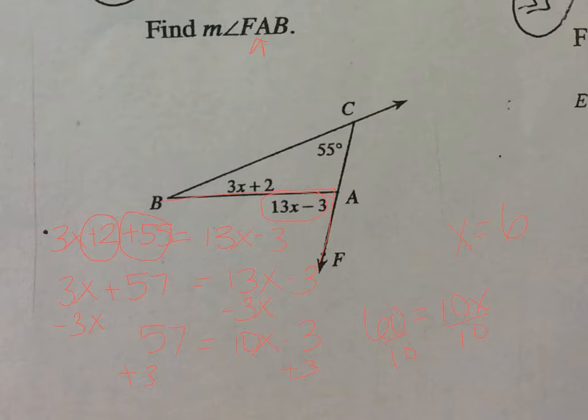So if we need to know the measure of FAB, we need to plug it back in. So 13 times 6, I'm plugging it in for this x right here, which we just solved for, minus 3. 13 times 6 is 78, minus 3. So therefore, the measure of angle FAB is 75 degrees.